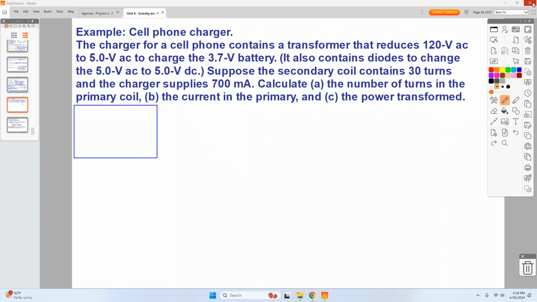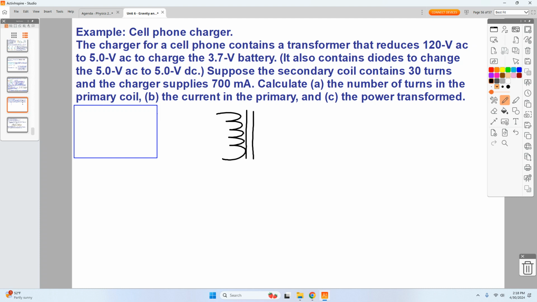Now that will then supply, in this case, it says that the secondary coil has 30 turns on it, and it supplies 700 milliamps to the battery. We want to calculate the number of turns in the primary, the current in the primary, and the power transform. So I want to do those three with you. Now, I'm going to show you the schematic that we would use for a transformer. A transformer is typically drawn to look like this.